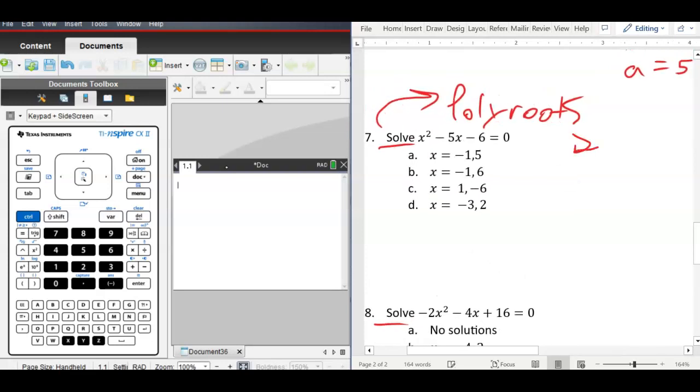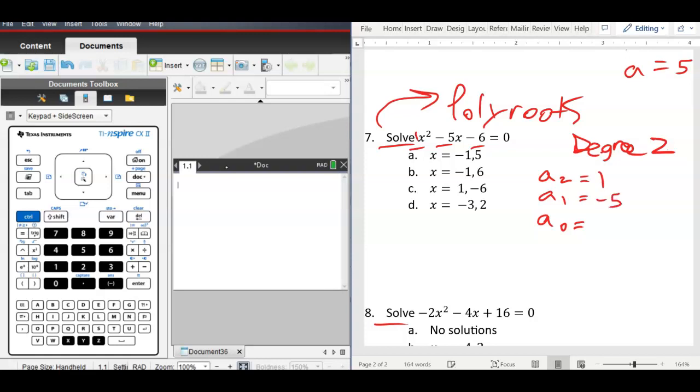So this is what? Degree 2. And what are my coefficients, now that I know it equals 0? So my a sub 2, my a sub 1, and my a sub 0. A sub 2, if there's no number in front, there's a 1. A sub 1, I got negative 5. A sub 0 is negative 6.